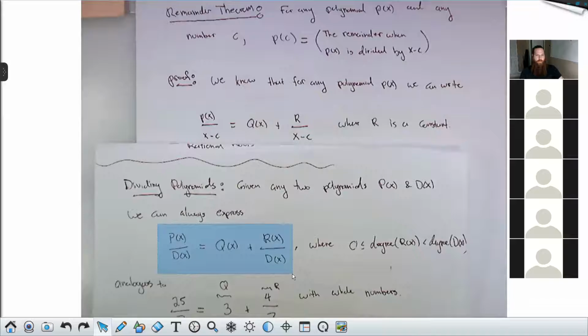I'm just writing this down where d, the polynomial d of x, is x minus c. And the magic is that the degree of the remainder is always guaranteed to be less than the degree of the divisor. Here, the degree of the divisor, x minus c, is 1. So I'm guaranteed that the degree of the remainder, r, is less than 1. Well, the only polynomials that have degree less than 1 are constant functions. So r here has to be a constant.